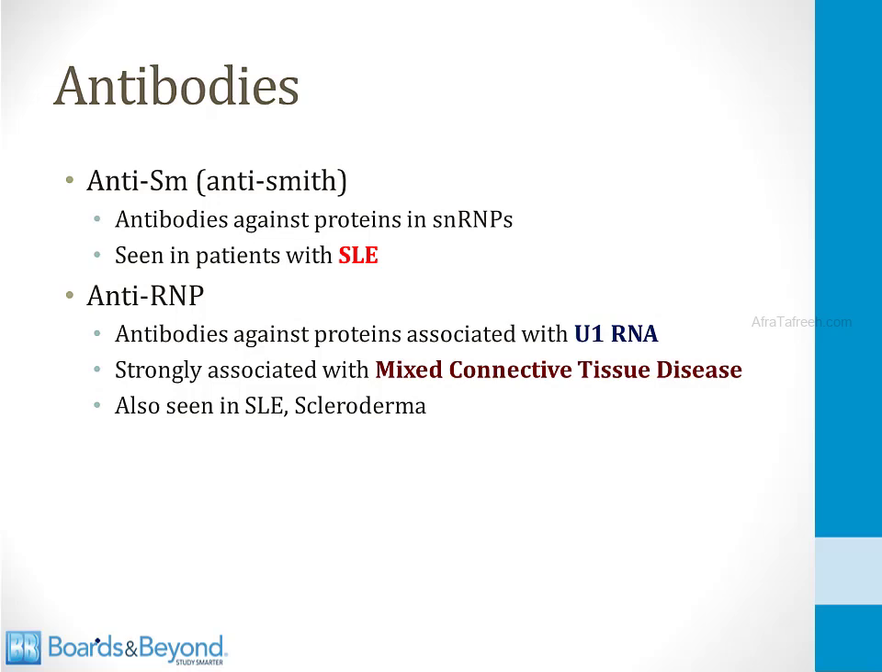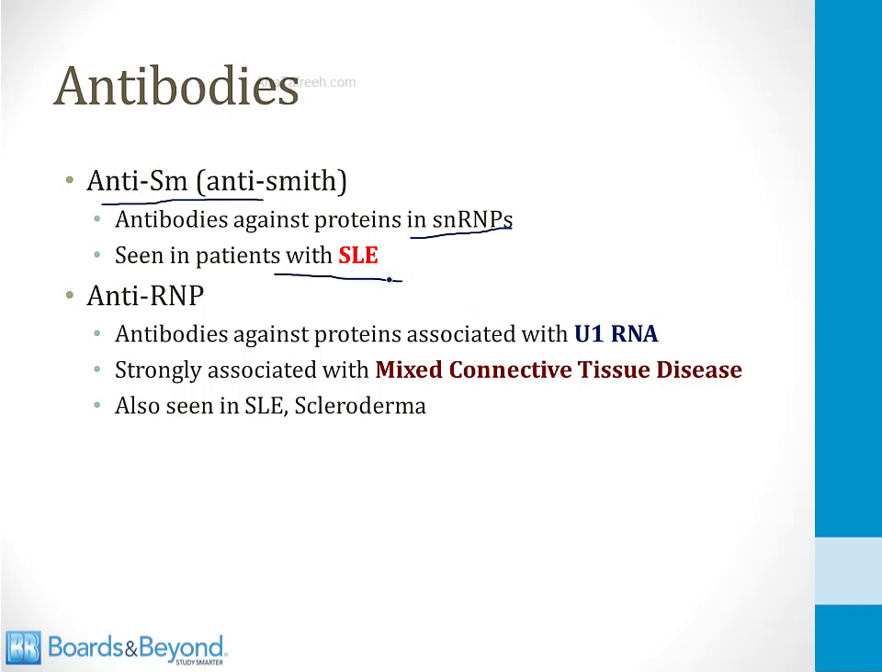In some connective tissue disorders, antibodies form against elements of the spliceosome, and I just want to briefly review those here. In the immunology section in the video on lupus, I talk about anti-Smith antibodies. These are antibodies against proteins in the snRNPs, and you can see elevated levels of anti-Smith antibodies in patients who have lupus.